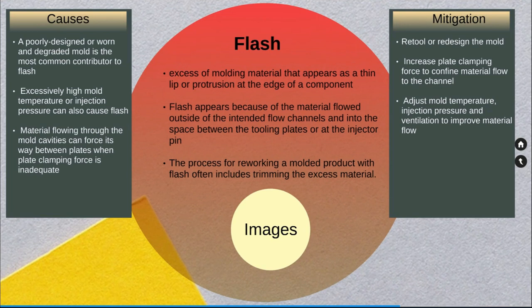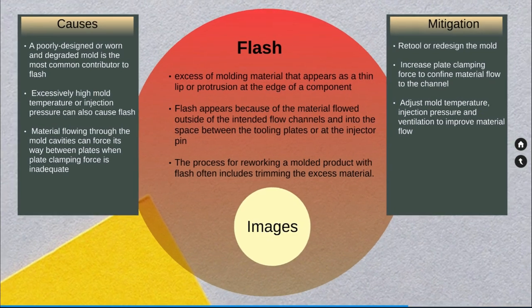Retool or redesign the mold. And second is increase plate clamping force to confine material flow to the channel. And third, adjust mold temperature, injection pressure and ventilation to improve material flow.